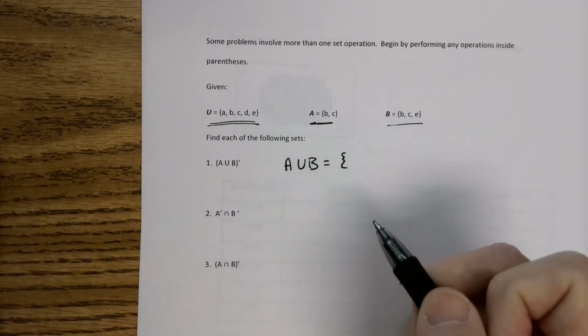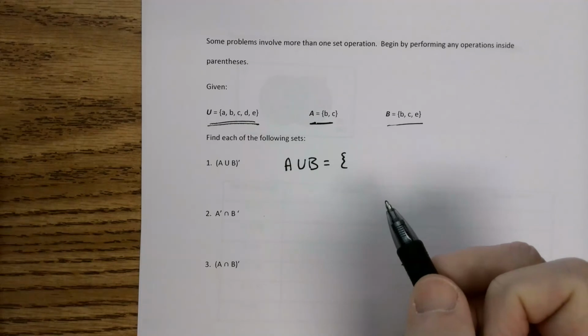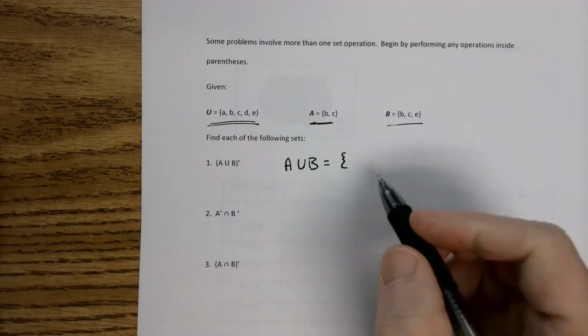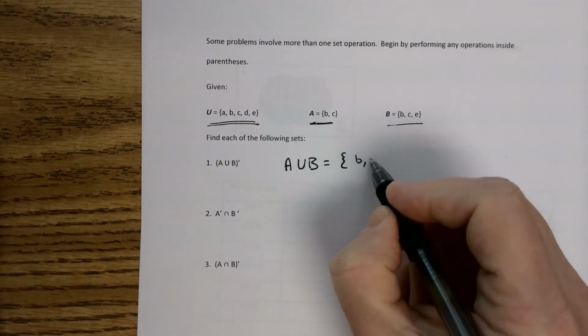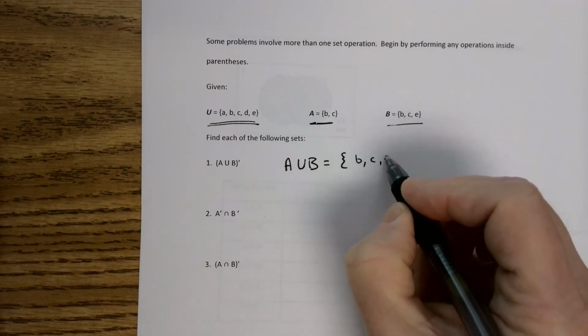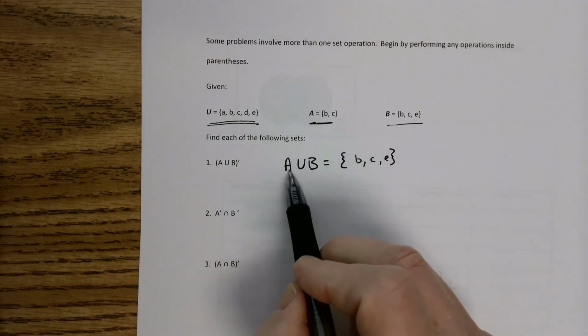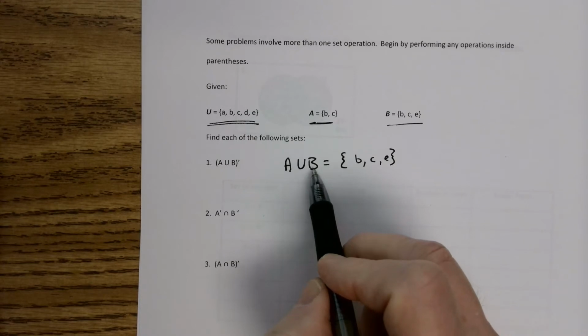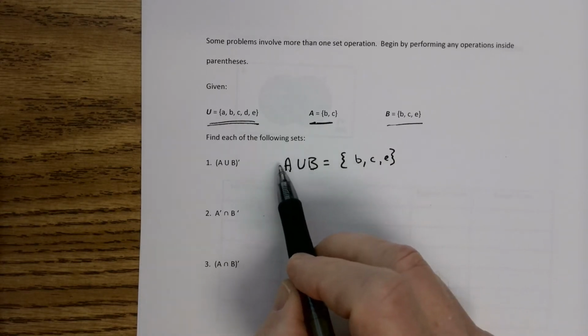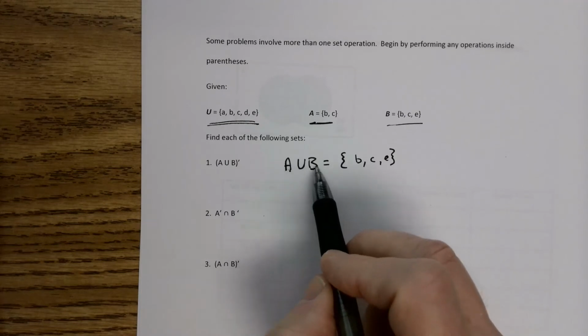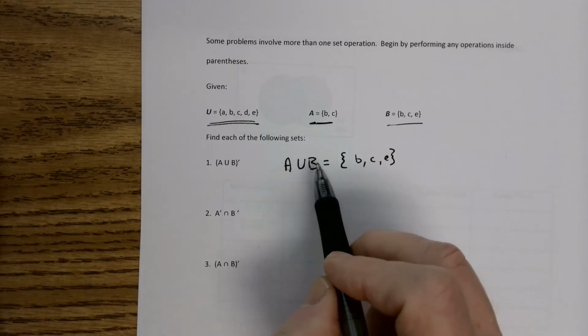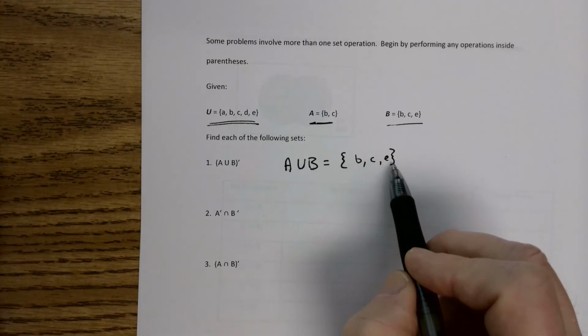B, C, E. Everything in A, and everything in B. That's the definition. Everything in A, and then everything also in B. It has to be in A or it has to be in B. Every element that's in A or B.